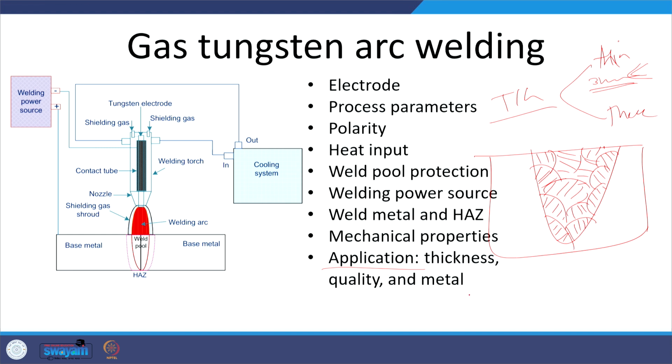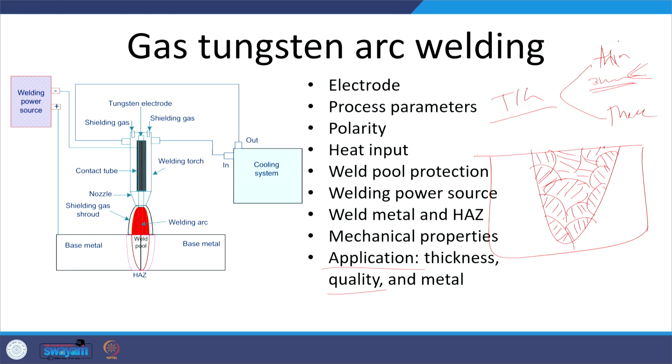So, the multi-pass GTAW is preferred when quality welds are needed, say for nuclear applications or very critical weld joints used in pressure vessels and other components. Okay. This is application-wise. So, the quality of the weld joint produced by the GTAW is extremely good. That is why it is used for critical applications.